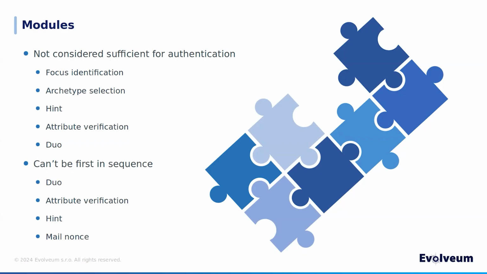Some modules have certain limitations. The first is that some of them are not sufficient for authentication, which means that a sequence containing only these modules can never be successful. These modules include focus identification, archetype selection, hint, attribute verification, and duo module. Secondly, we have modules that can't be first in the sequence or must have at least one module before them that provides user identification. These modules include duo, attribute verification, hint, and mail nonce. In the future, we plan to prepare webinars on configuration of some complex authentication modules.